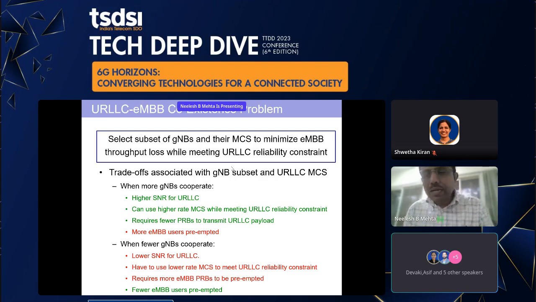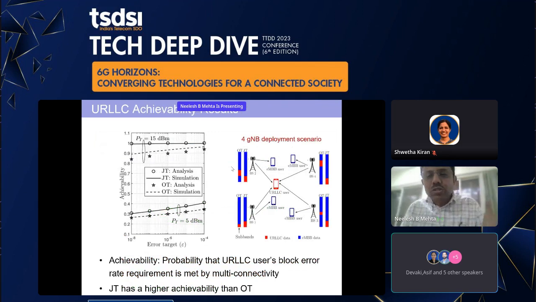Now, you can pose an optimization problem, cast it mathematically, and solve it. I'm going to skip the details, but let me just show you results, at least qualitatively. Let's try to understand the results. The hard numbers won't make sense to you unless I tell you the clear simulation setup, which I'm not going to do. But broadly, what we did was we took four Gnode Bs, threw them in a 300 by 300 deployment area. So think of it like a private network type thingy.